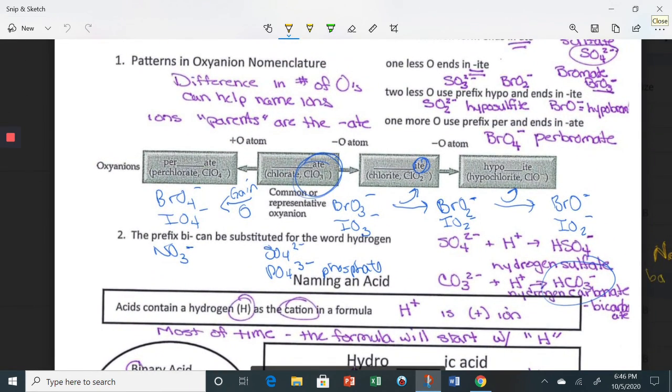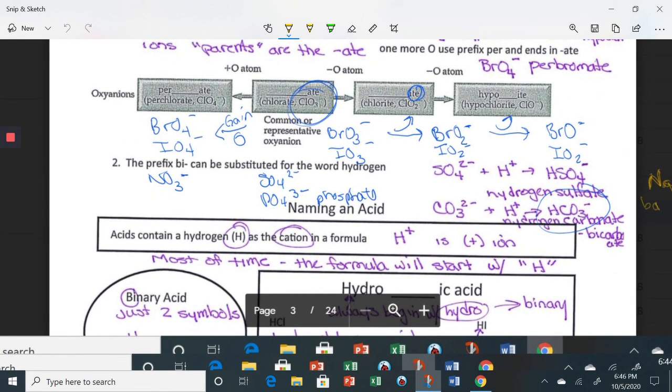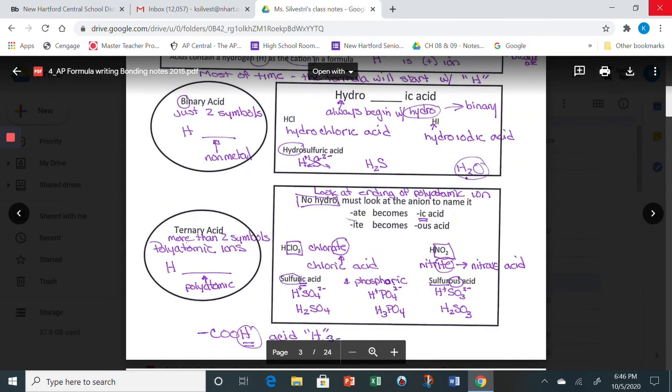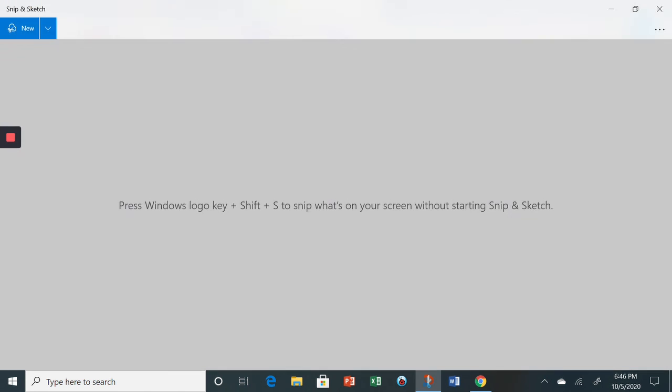Okay, so, oh, it didn't pick it right. Goodness. Hold on a minute. It's supposed to be doing a full screen snip, my little friends. That means what's on the screen. There we go.